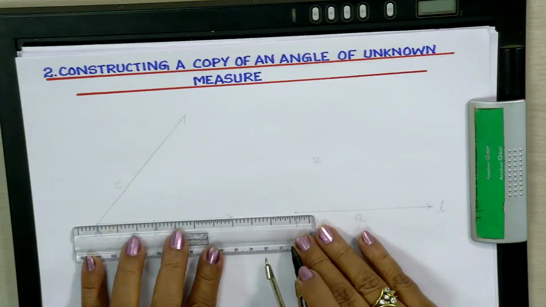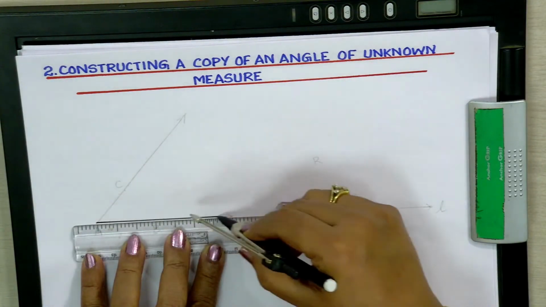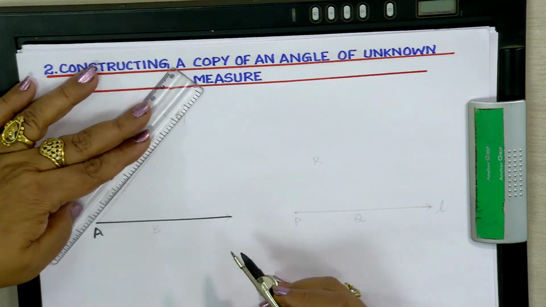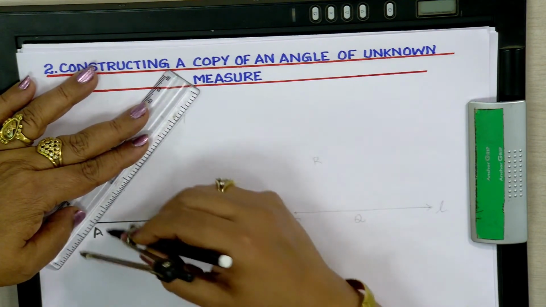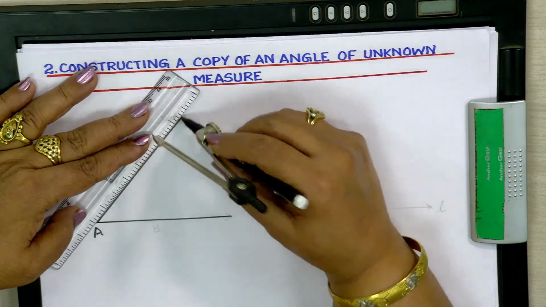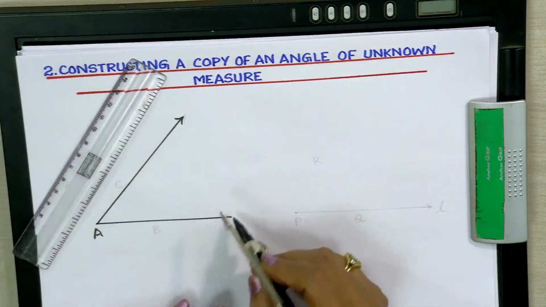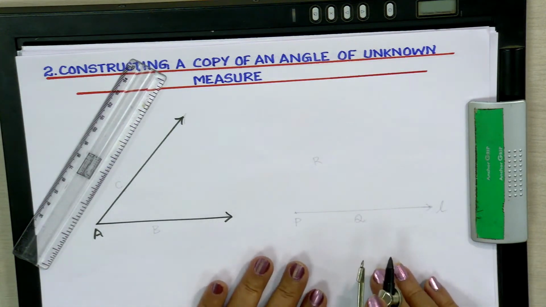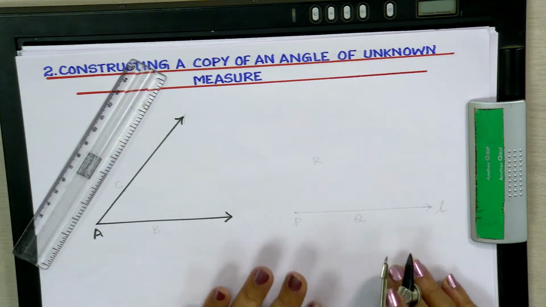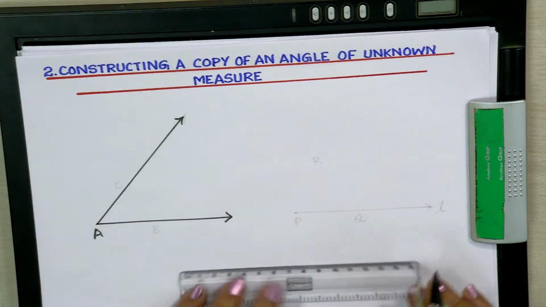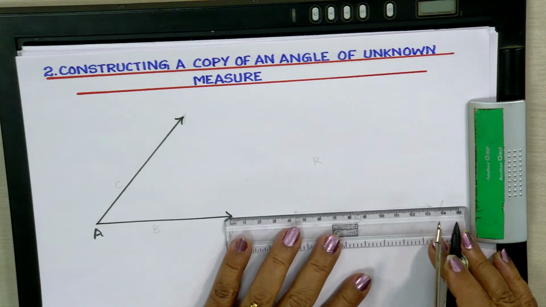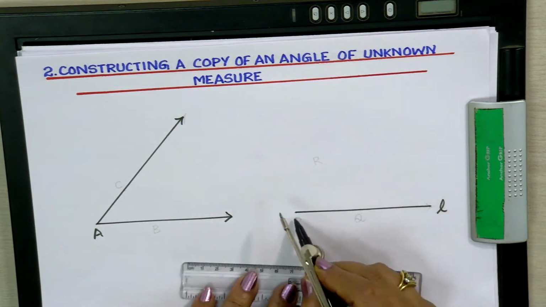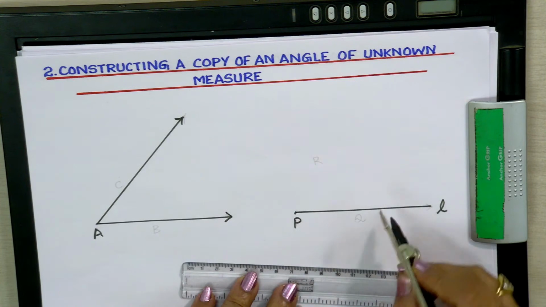So, you can see here I have an angle A in this way. Now, I need to construct another copy of this angle without using compass, without using protractor. Now, how will we do that? I will construct a line L and mark this as point P.